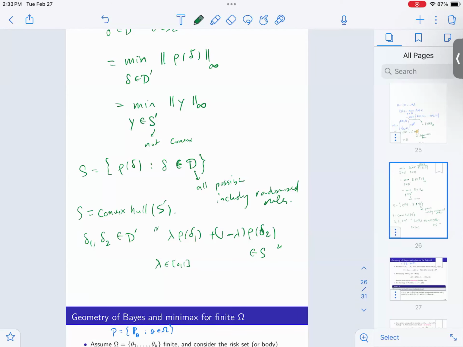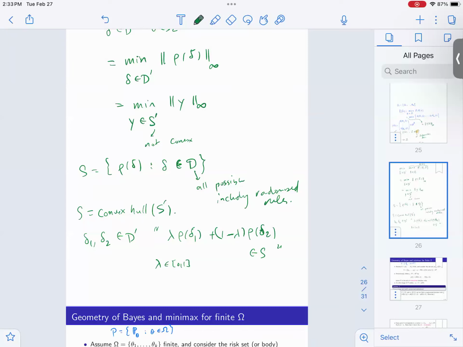So I'm claiming that delta one and delta two are non-randomized, like deterministic decision rules. My claim is that this is going to be in S prime, and this is a convex combination. My claim is that this convex combination is going to be in S. That would prove that, at least, this contains the convex hull, and as a convex set, it turns out to be a convex hull. But why is this true?